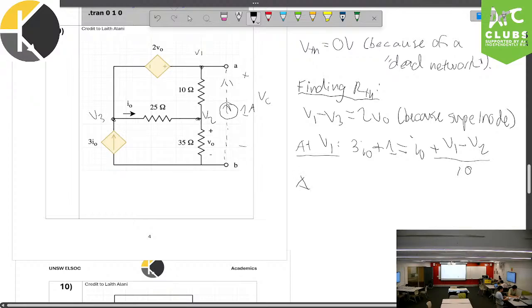And then at V2, if we do KCL at V2, we can say that we have the current going in, V1 minus V2 over 10, and that'll be equal to V2 on 35. Oh, that's a bad looking 35.